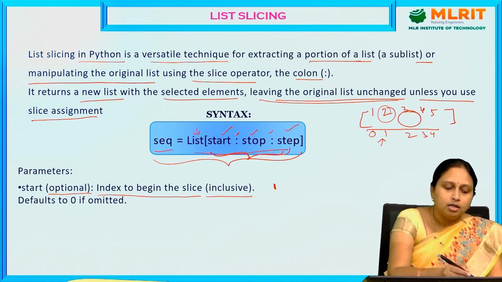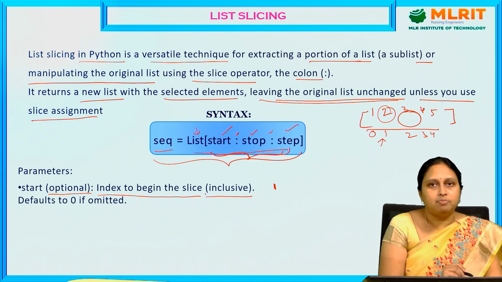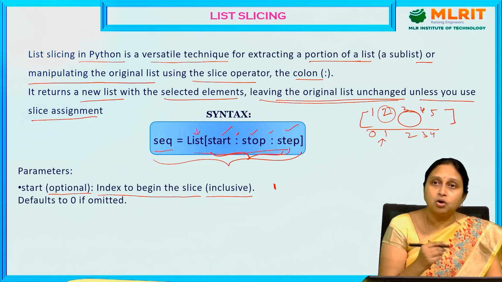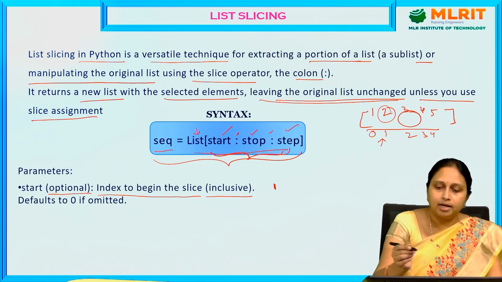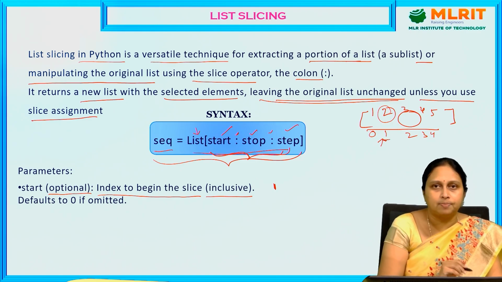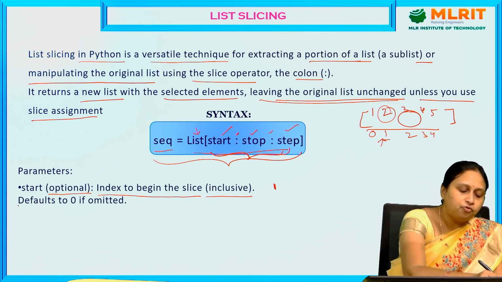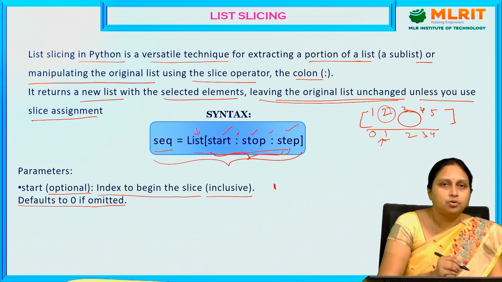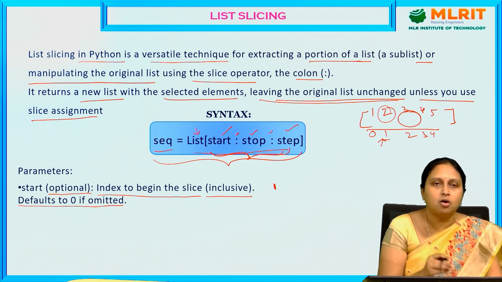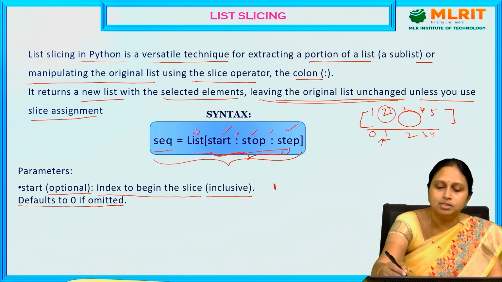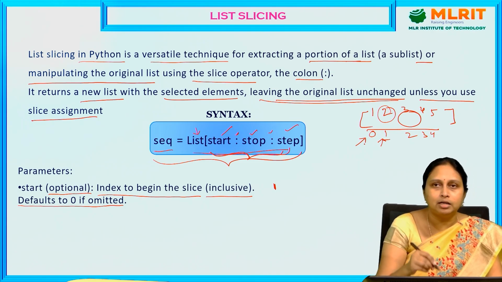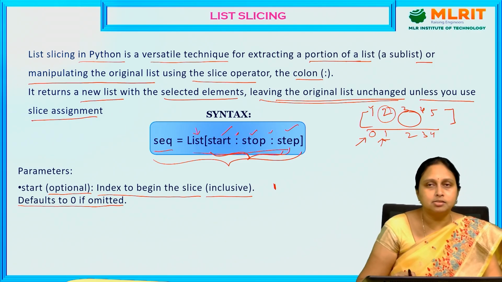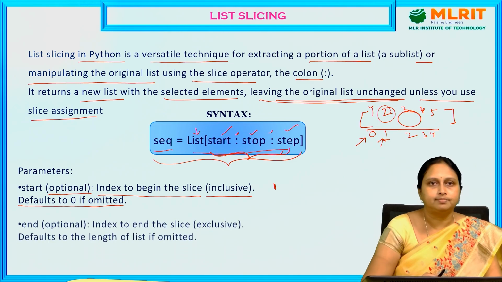The index to begin the slice can be specified, and that is inclusive. Inclusive means that it will be included. If you are not specifying anything, if I am not giving any index, then it defaults to 0. If you are not giving any index, then automatically it will be considered as 0. That means it will consider 0 as the index and that value will be considered for printing. That is what the start parameter represents. Then what about the stop?